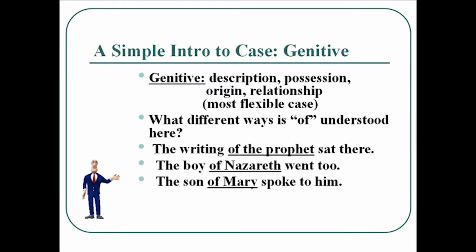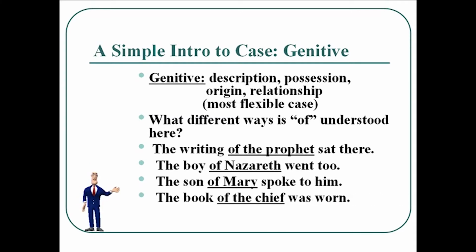The son of Mary spoke to him. Of Mary would describe a relationship, mother to son. And the book of the chief was worn would be the chief's book, that is, possessiveness. And generally we're going to use the word of to translate the genitive, but you can see that the English word of as the genitive can be used in all sorts of different ways.